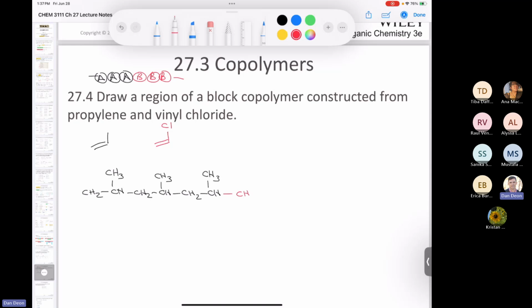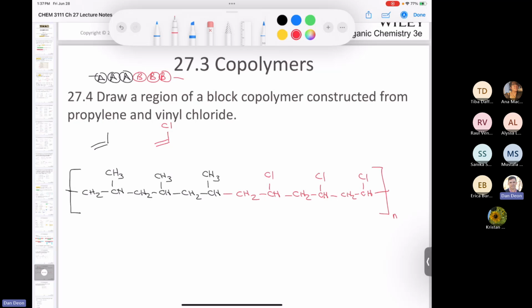So now we're going to do our vinyl chloride. So CH2, CHCl, CH2, CHCl, CH2, CHCl, and there we go. Maybe not my neatest work, but you get the idea of our block copolymer. Again, if you put 3 or 4 of them in a row, it doesn't matter. I just chose 3 and 3 arbitrarily, just pulled that out of thin air.